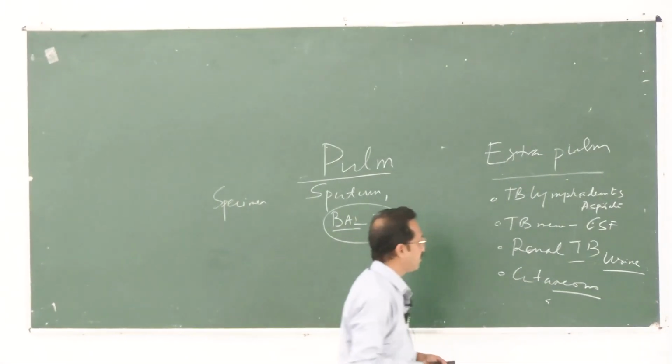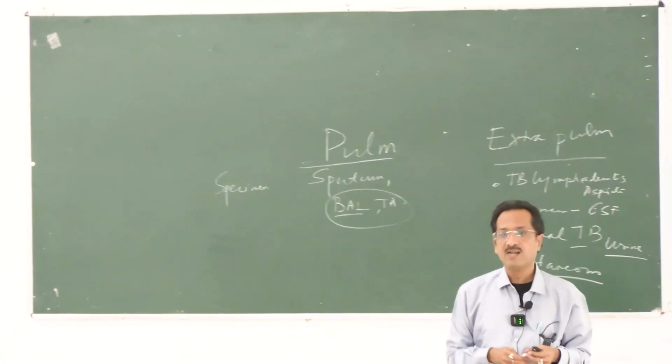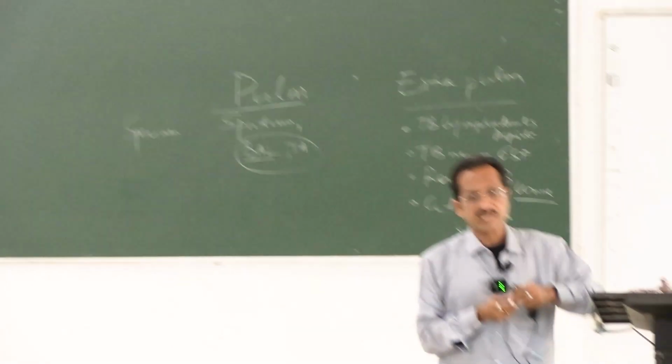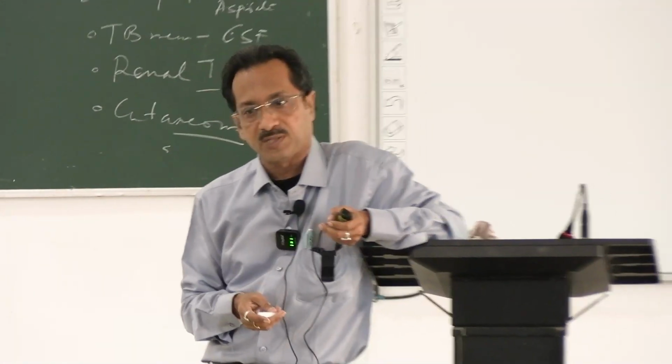Cutaneous TB may be scrofuloderma or lupus vulgaris. The commonest cutaneous tuberculosis is lupus vulgaris.